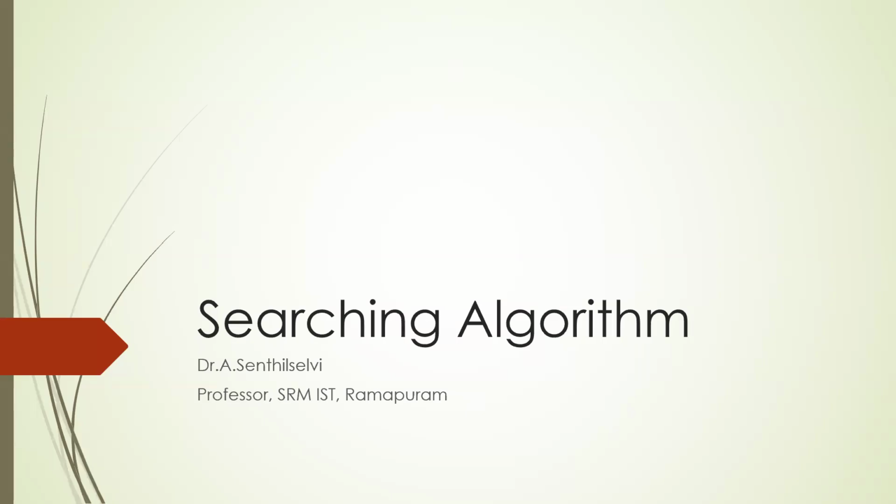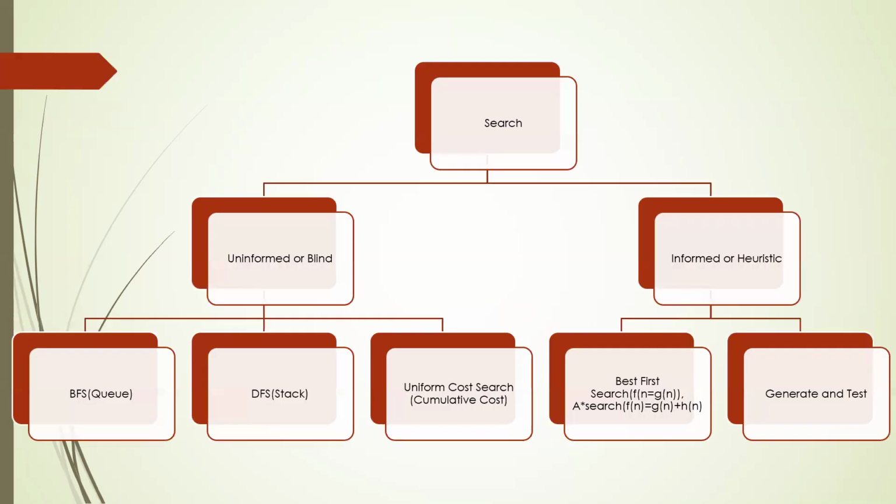Hi students, we are going to discuss searching algorithms. Searching algorithms are basically classified into uninformed search and informed search. Uninformed search is otherwise called blind search. Why is it called blind search? We are not providing any additional information about the nodes. That's why this is called uninformed search.